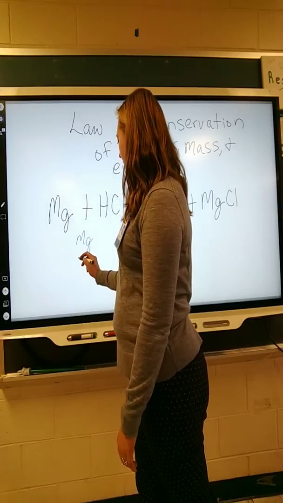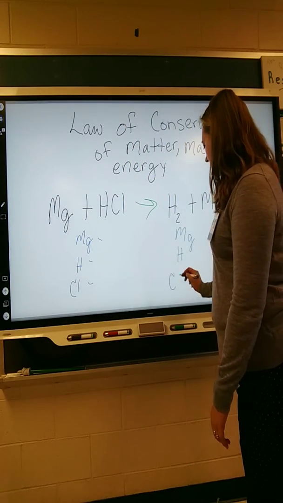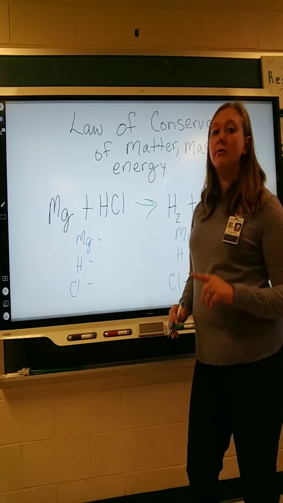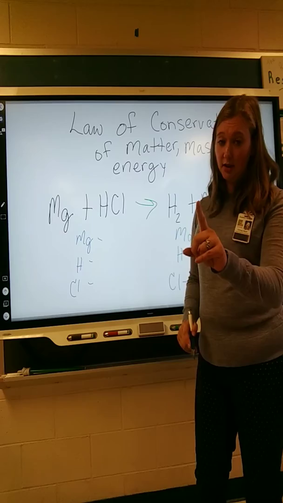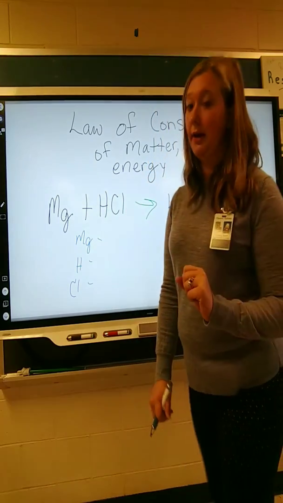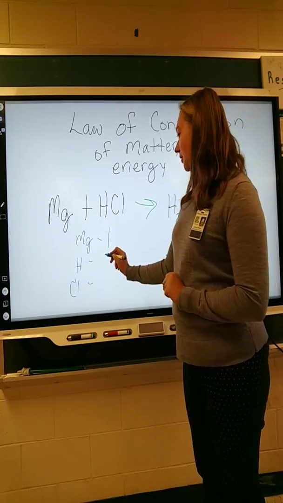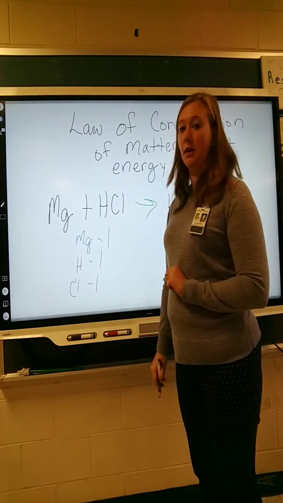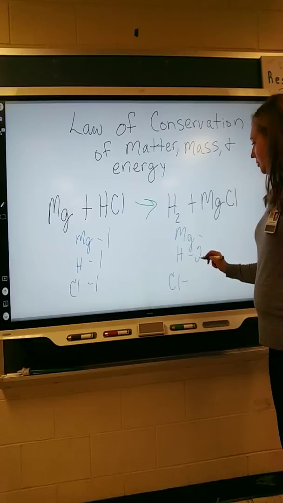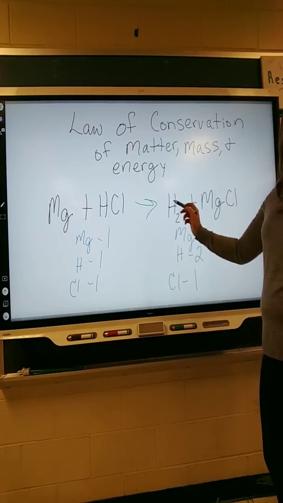So if we write out our elements, magnesium, in my reactants I have 1. If there's no coefficient, if there's no number in front of it, that means that you have 1 of that element. Just like in math, if you have a variable with no number by it, that means that you have 1 of that variable. So we have 1 magnesium here. Our hydrogen, I have 1 hydrogen. And I have 1 chlorine. Pretty simple. In my product, I have 2 hydrogen, 1 magnesium, and 1 chlorine. I know that I have 2 hydrogen because of that little 2 behind the H.